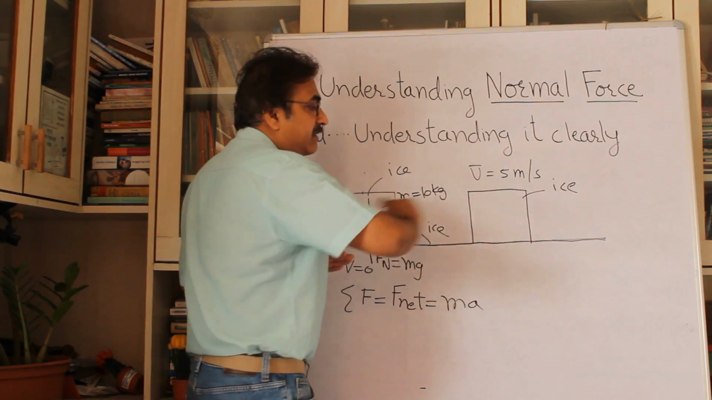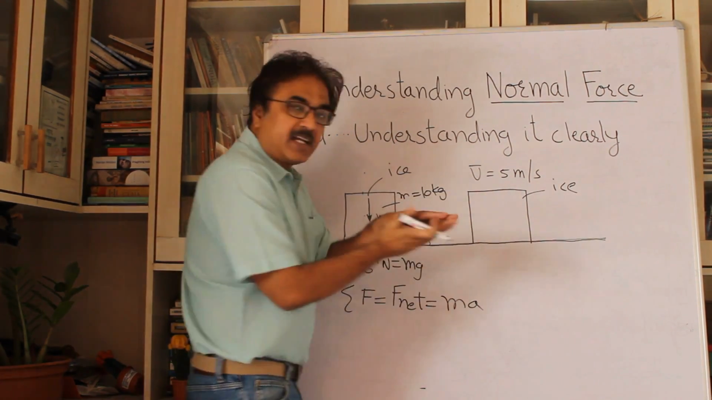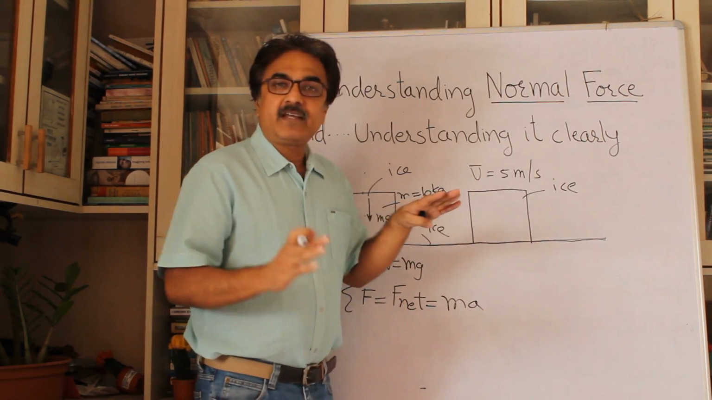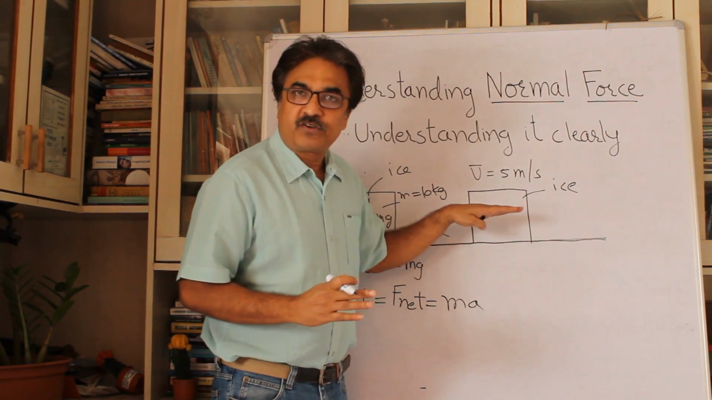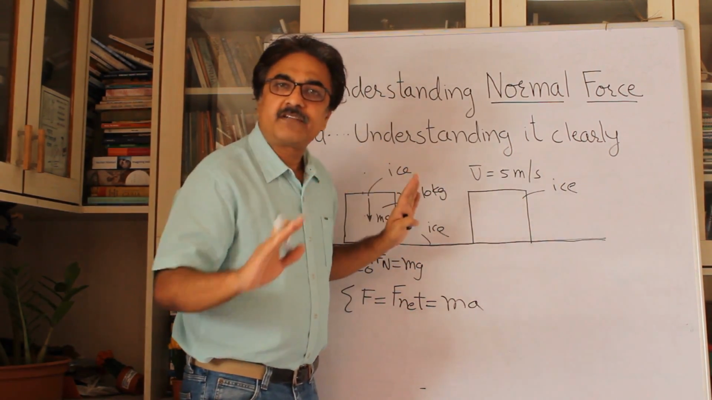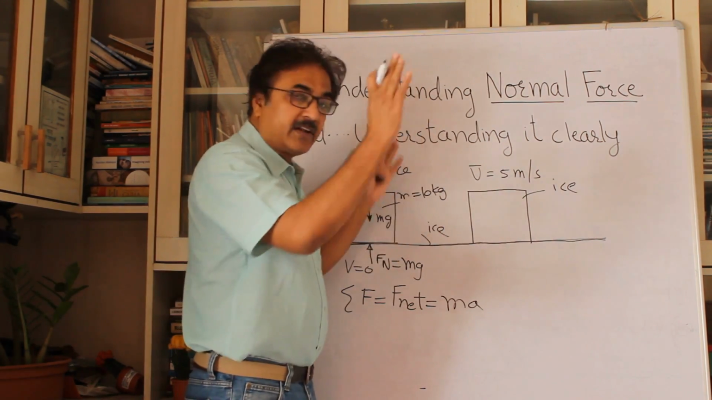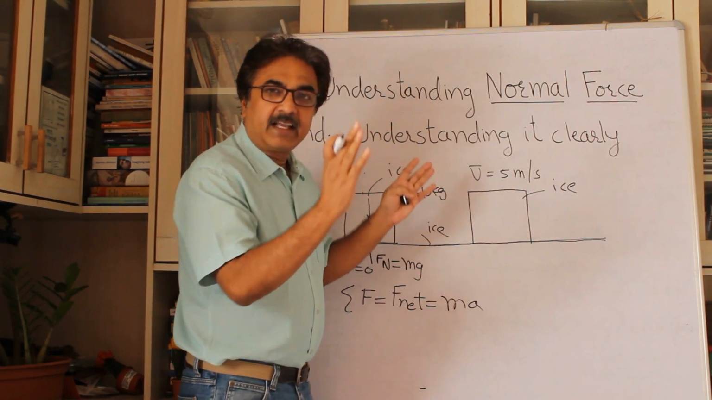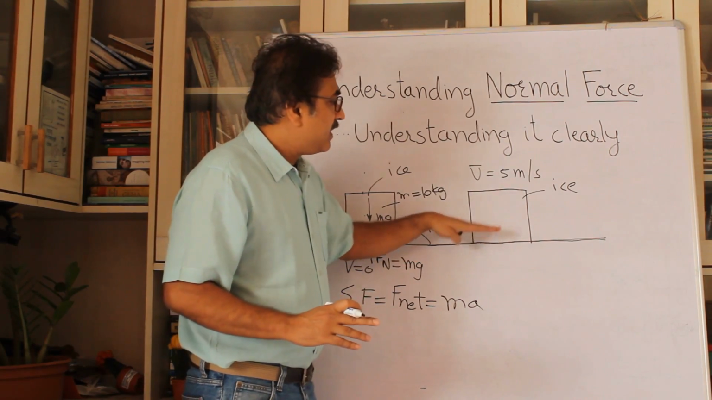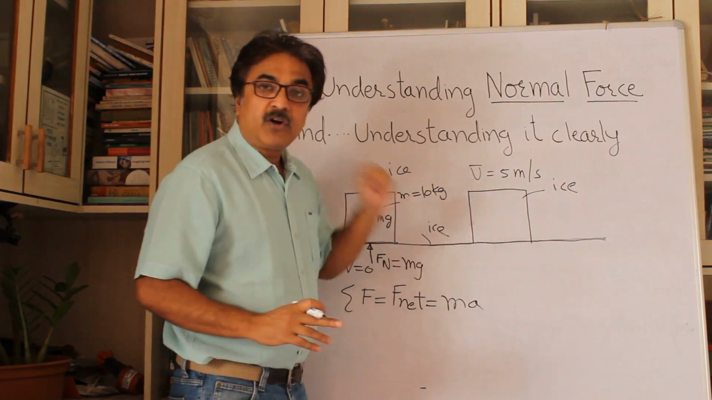There is no friction, because I am considering ice over ice. So the body is moving, and there is no force acting on it in the horizontal direction. It is moving at constant velocity. There is no resistance, of course, if you are neglecting air resistance. So that's horizontal. What about vertical?